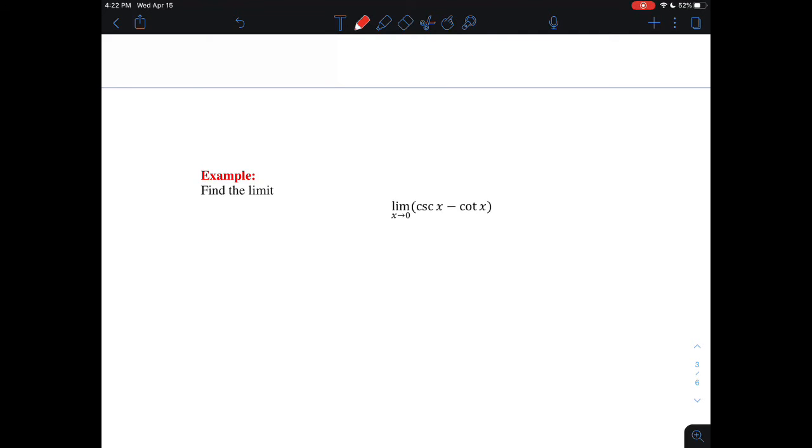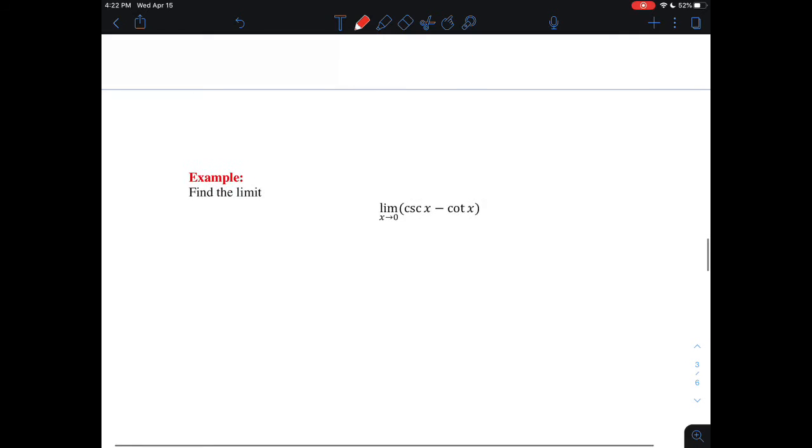All right, so here's another example, this time involving a difference. Find the limit as x approaches 0 of cosecant x minus cotangent x. If you were to plug in 0 here for x, remember that cosecant x is the same thing as 1 over sine x. So this would turn into 1 over 0, which is infinity. And the same problem happens with cotangent. So you might think that this is infinity minus infinity, and you might be tempted to say that infinity minus infinity is 0. I'm just going to go ahead and make a note here.